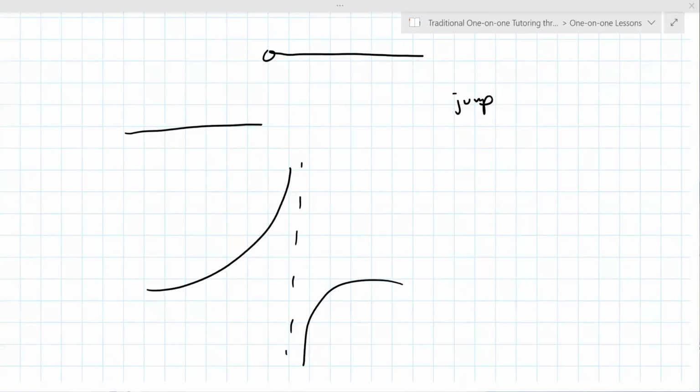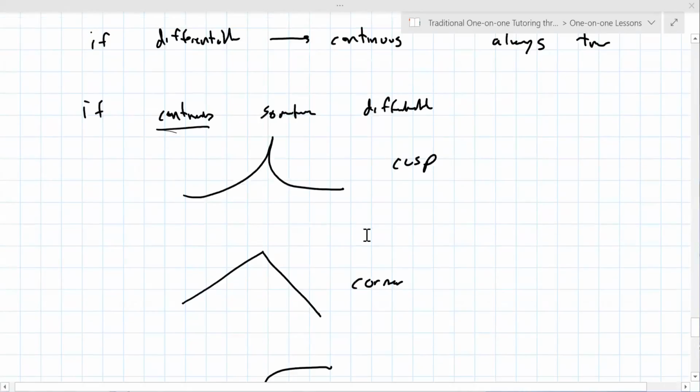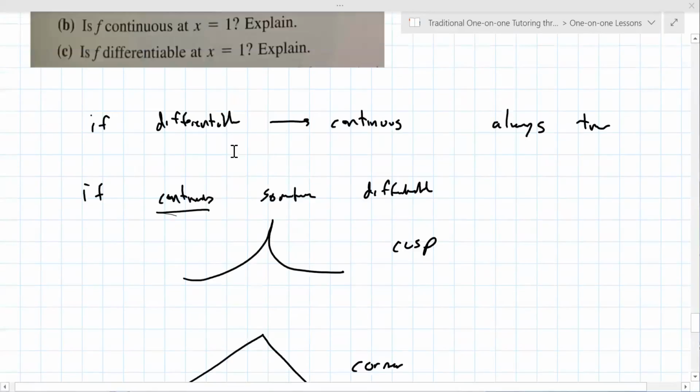And then for the corner, cusp and stuff, it's the same, like the cusp is like 2/3, right? Or something like that. Yeah, you can get these in a variety of ways. I just wanted to give you an overview. But this top one's really important. If it is differentiable, you get continuous, but just because something's continuous you don't get differentiable. Right. Sometimes.